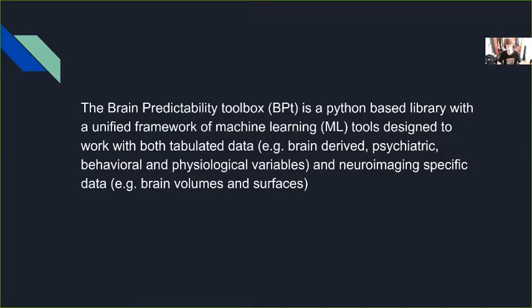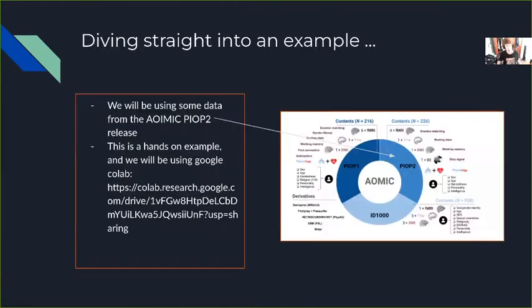Or if people are interested, I have a number of examples working with brain volumes or surfaces or more complex things. I was thinking we just dive straight into an example. We're going to be using this AOMIC PIOP2 dataset, this small one here, which they have nicely made available.